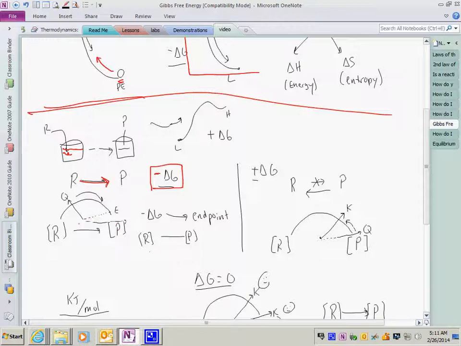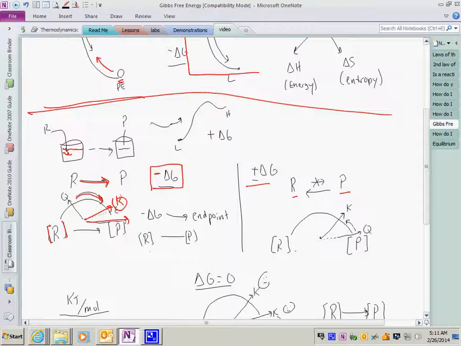So if I have, again, I always draw this out, reactants versus products, and if this is my end point, or I would also say my K, my equilibrium point, and Q is my starting point, then if my delta G is negative, that means I will flow to the right to get to my end point. If delta G is positive, that means with what I've designated as my reactants and my products, I won't be flowing to the right.